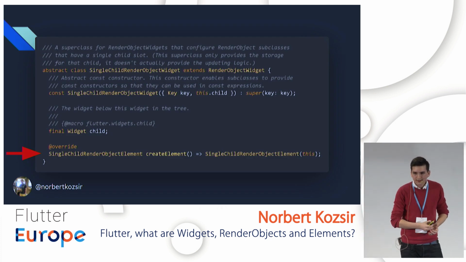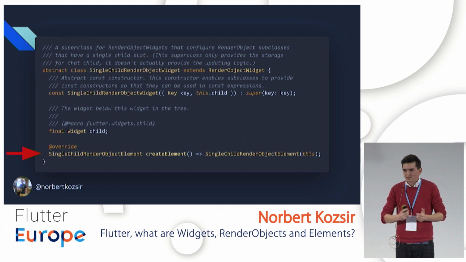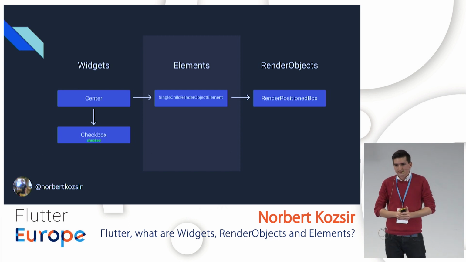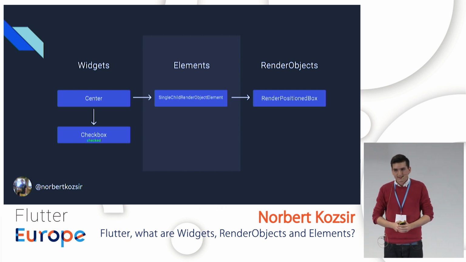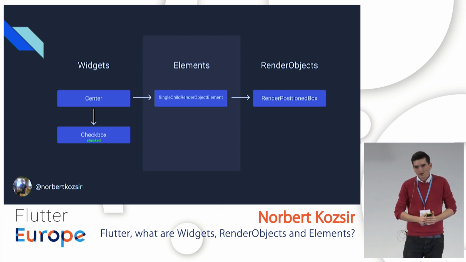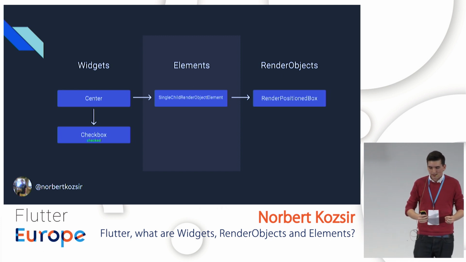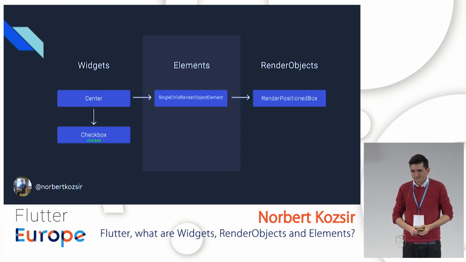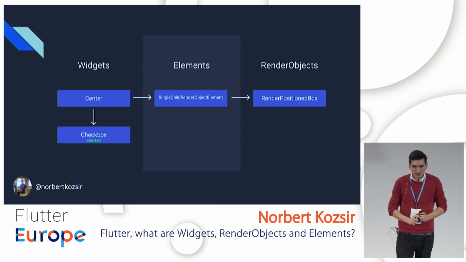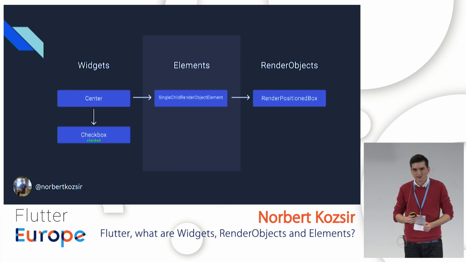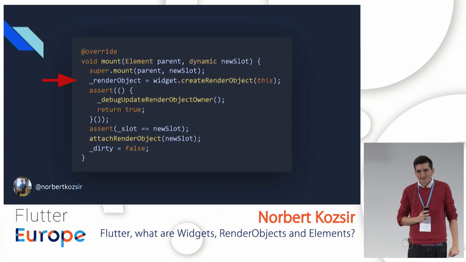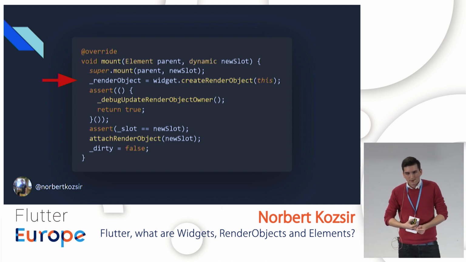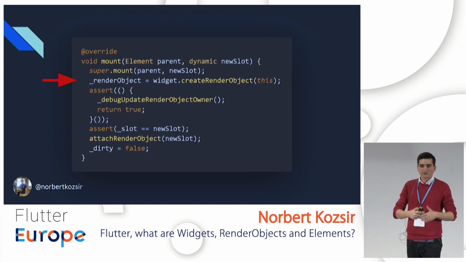Here you can see where the create element is called, just as a bit of context. Next off, the element is asked to create a render object. In this case, the center produces a render position box. That basically is a superclass which also manages stuff like align and other things, and center is also using that. Here you can see how the render object is created. It is inside the mount method, which is basically called at the very beginning.